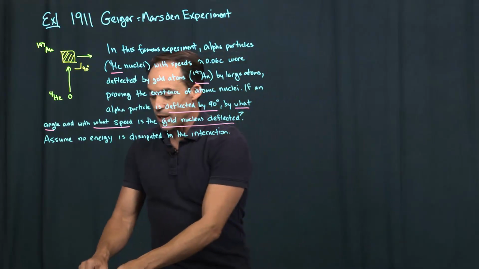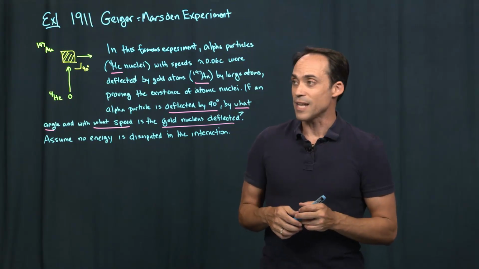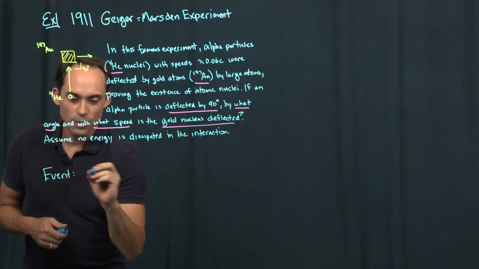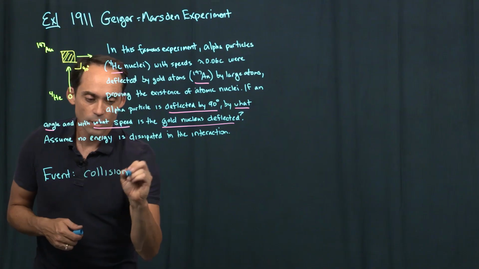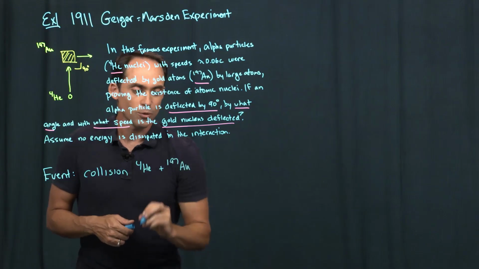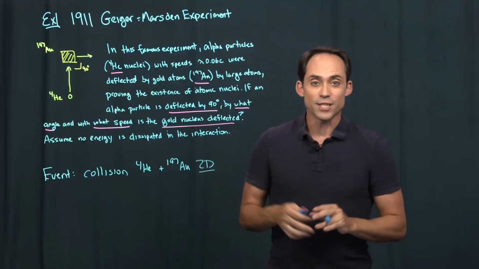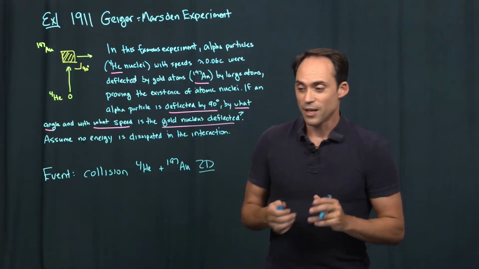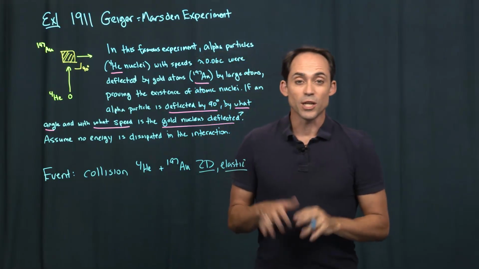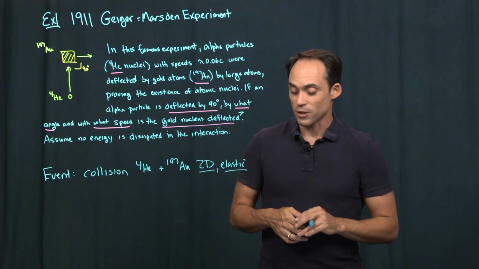All right, so now we can start to break down this problem into its series of events. And really we're looking at just one event, and that's the collision between the alpha particle and the gold nucleus. So the only event we're worried about is the collision between 4He and 197Au, and that is a 2D collision. And we're also told that there's no energy dissipated in this interaction, or to assume that. And so that means it's also an elastic collision. All right? So we can use both of those pieces of information to start to calculate what some of the variables are for this particular collision.